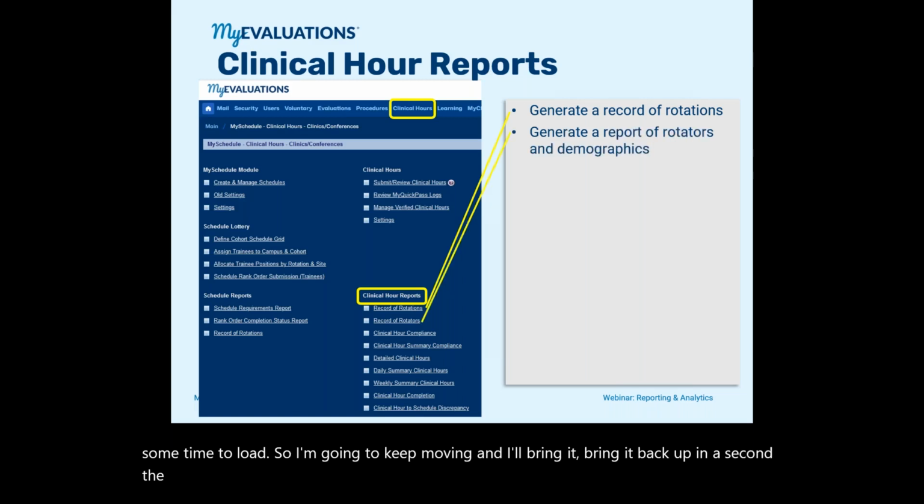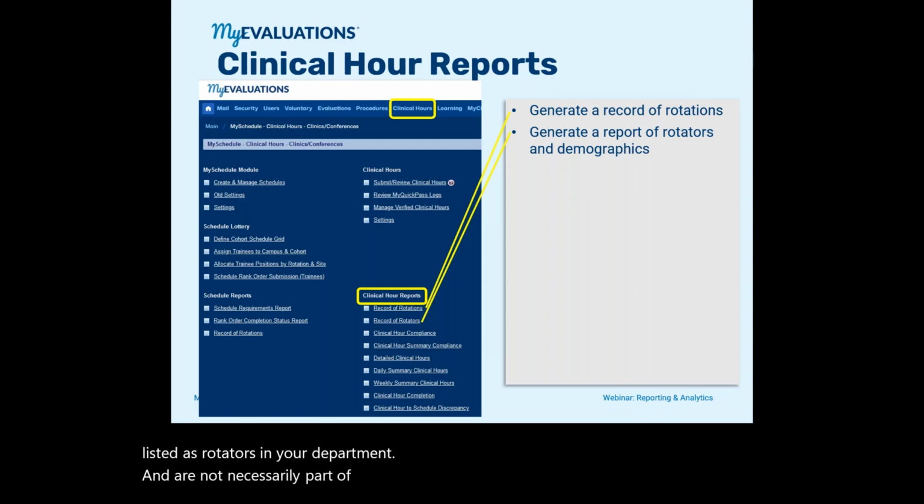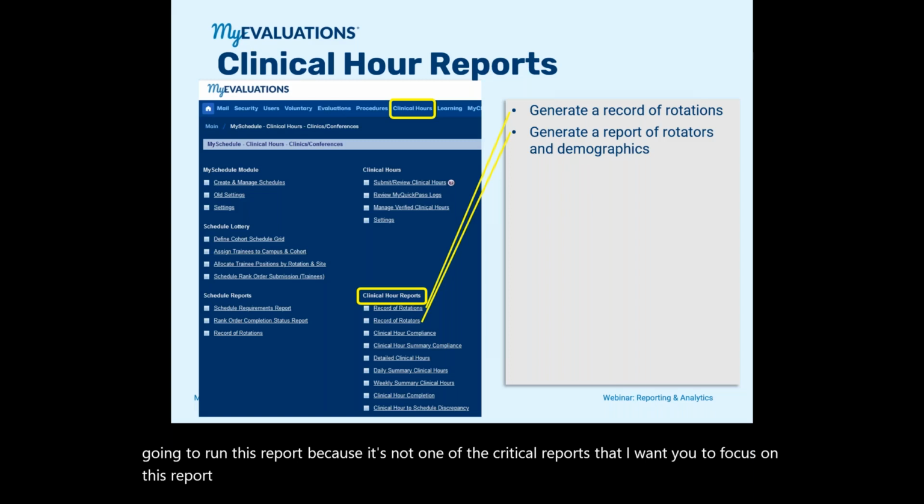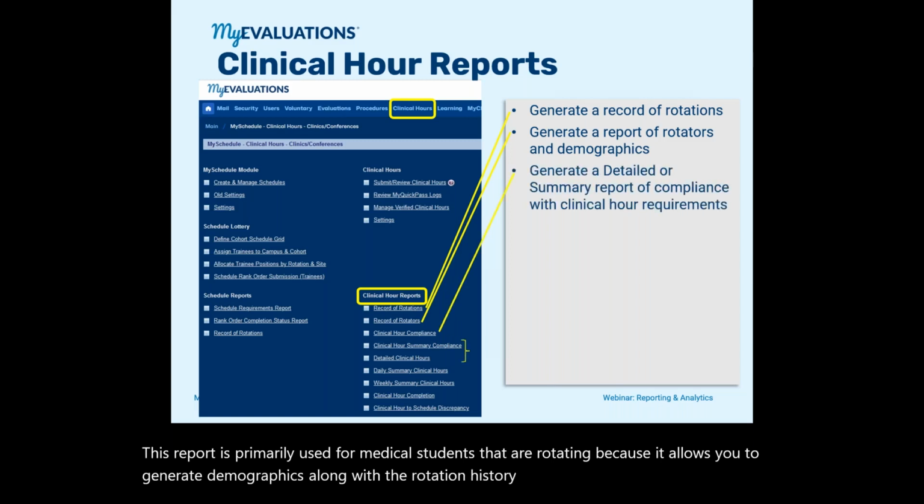The next report here, which is record of rotators, is specifically to focus on those users that are listed as rotators in your department and are not necessarily part of your department. This report is typically used, and I'm not going to run this report because it's not one of the critical reports that I want you to focus on. This report is primarily used for medical students that are rotating because it allows you to generate demographics along with the rotation history.